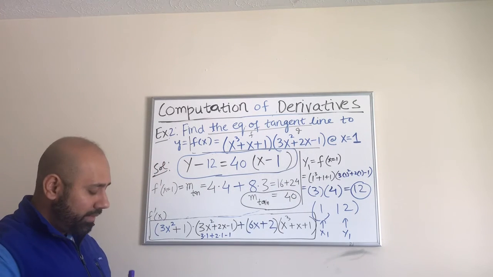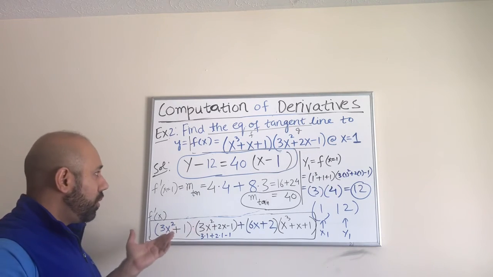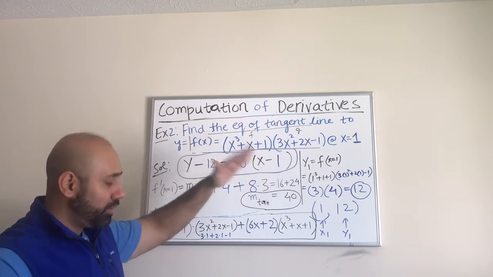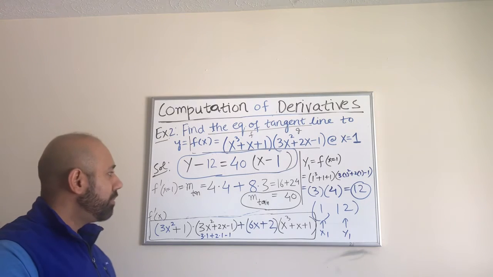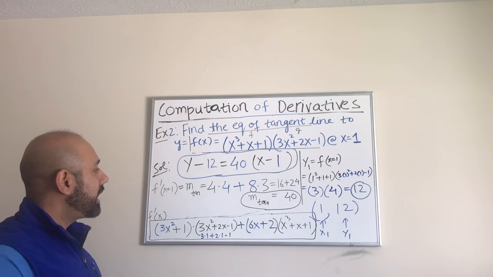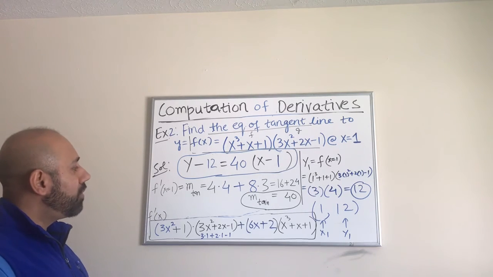And if the problem says you want the final equation in the slope-intercept form, then you know what to do. You just have to distribute this 40 here and then bring the 12 to the other side, and then you will have it in the y equals mx plus b form. That's pretty simple, but you can also leave it like this. Most of the time if the textbooks don't ask us to get the equation in a certain form, it's up to us which form we want to leave it in.